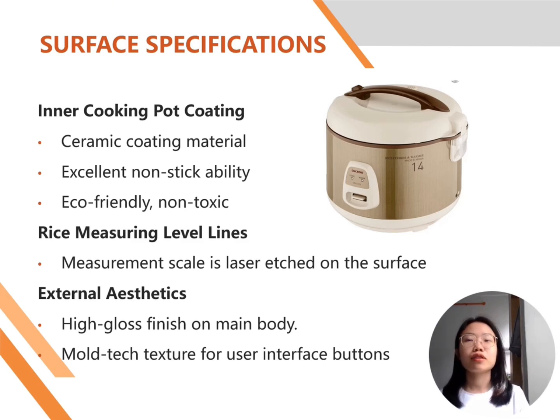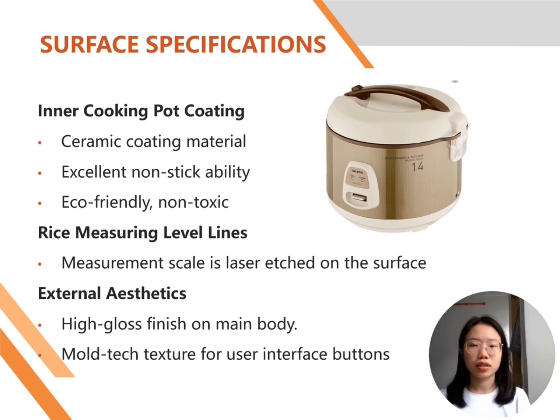Other than that, on the inner surface of the inner cooking pot, we also have the rice measuring level lines so that consumers can cook the perfect rice with the help of these lines, since they suggest the standard water to rice ratio. So to create a permanent mark on the inner surface that lasts after repeated cooking, laser etching is used. The laser burns the measurement scale into the substrate before or after the cooking process.